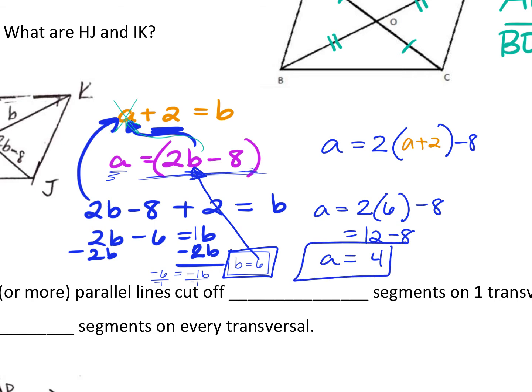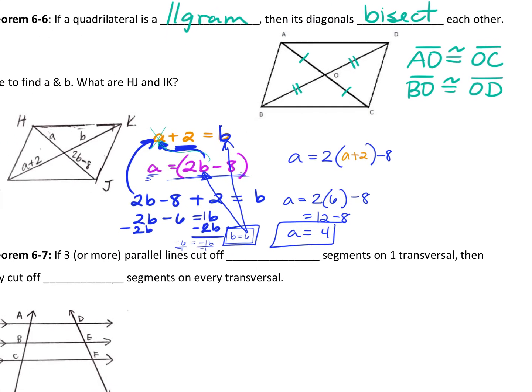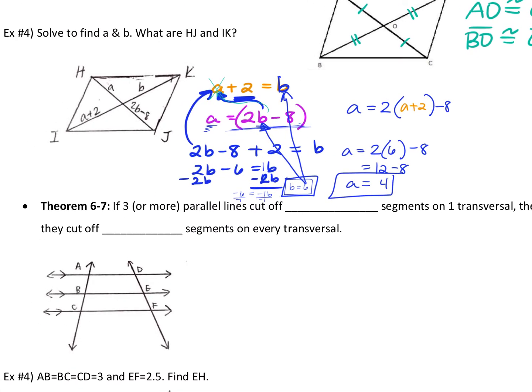Okay. Would you rather plug it in here? No, I accidentally wrote A plus 2 equals 6. I accidentally made my B a 6. But B is 6. Yeah, so that worked out. You saw my B and you thought 6. Any questions on that? So diagonals will always do what?